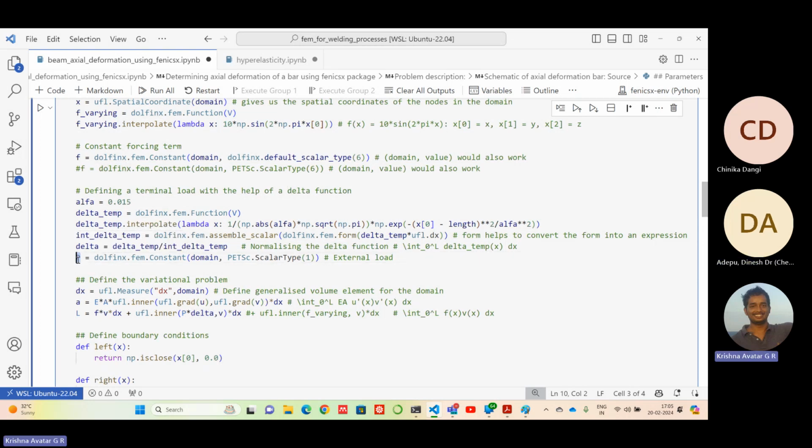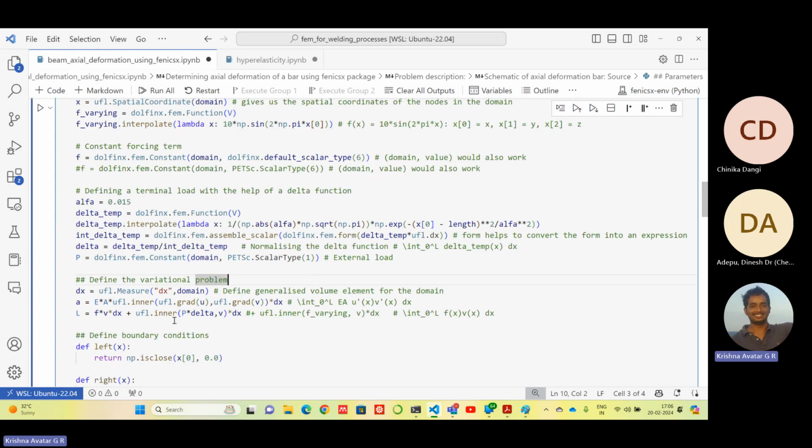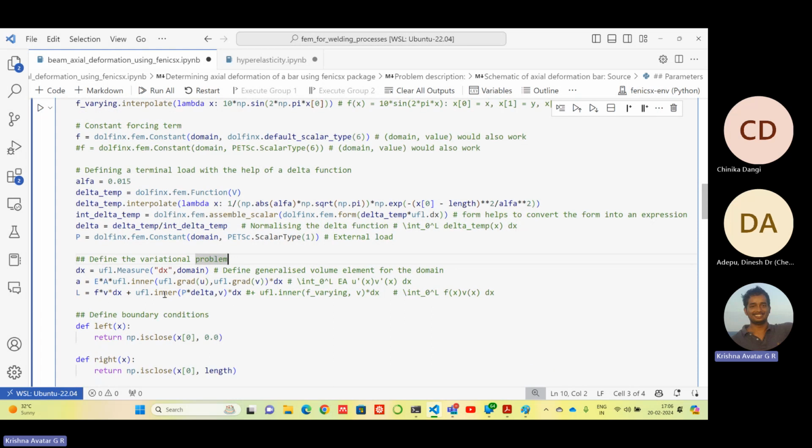And then we also define this P. P is our terminal load, but we still have to define it over the domain. So P is equal to dolfinx.fem.Constant, and then we define it over the domain using PETSc.ScalarType of value 1. This is our external load. You'll be wondering why we are defining it over the entire domain. This is the only way we have right now, but when we are enforcing it, we'll still be enforcing it only at that tip, and we'll see it right now.